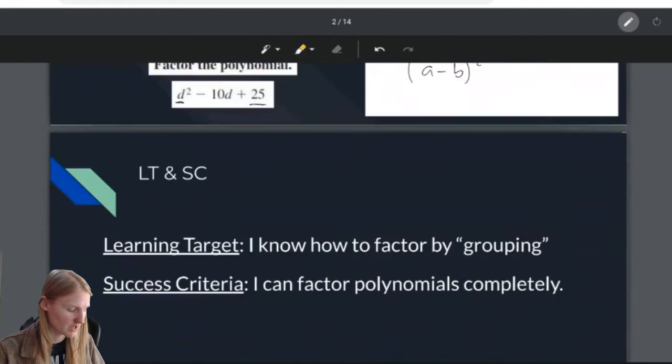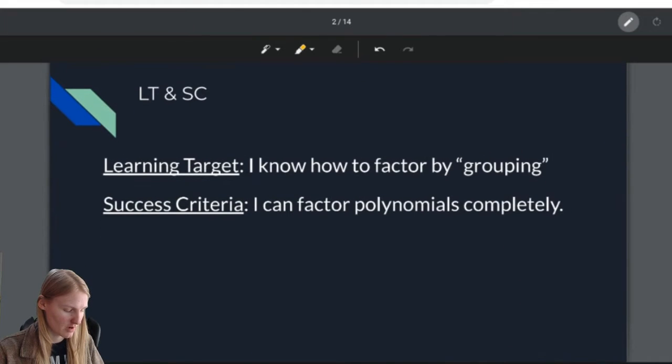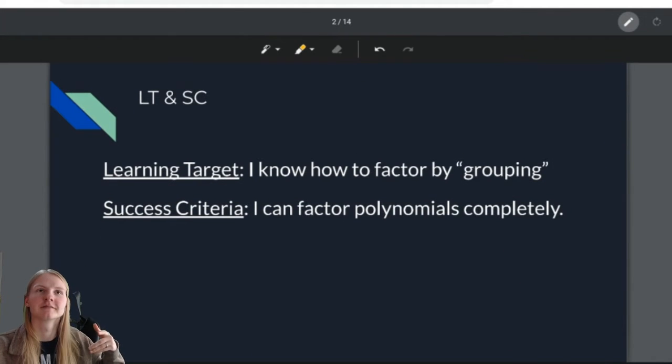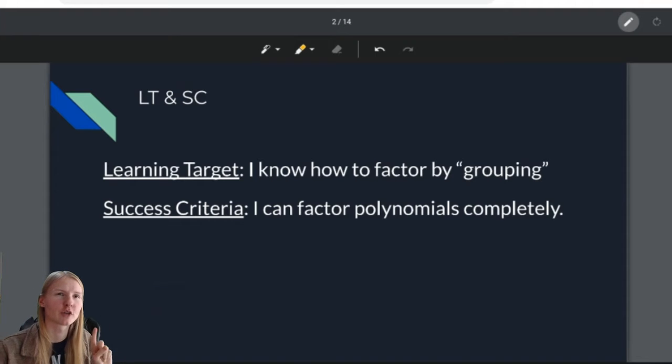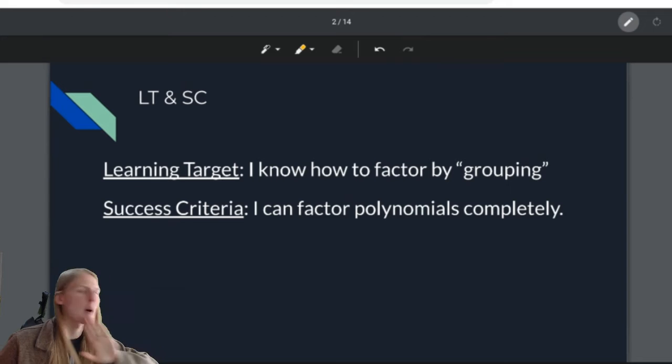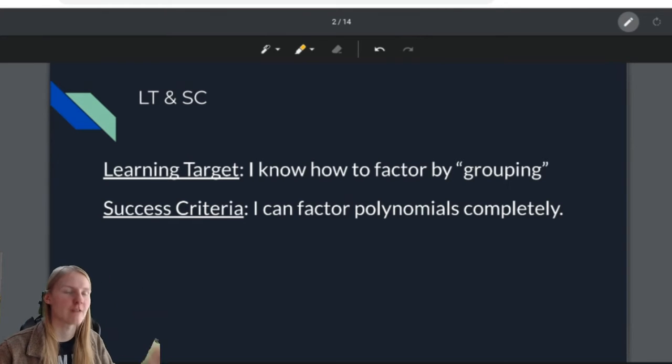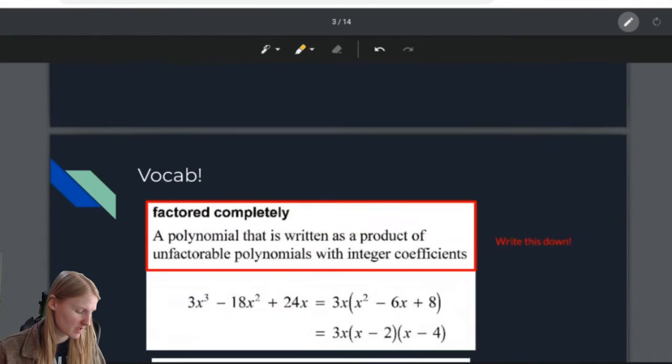Alright, moving on to today. Our learning target and our success criteria for today. Learning target: you know how to factor by grouping. Grouping, we'll figure out what that is in a minute. And our success criteria is that you can factor polynomials completely. Completely and totally factored. Let's hop right into it.